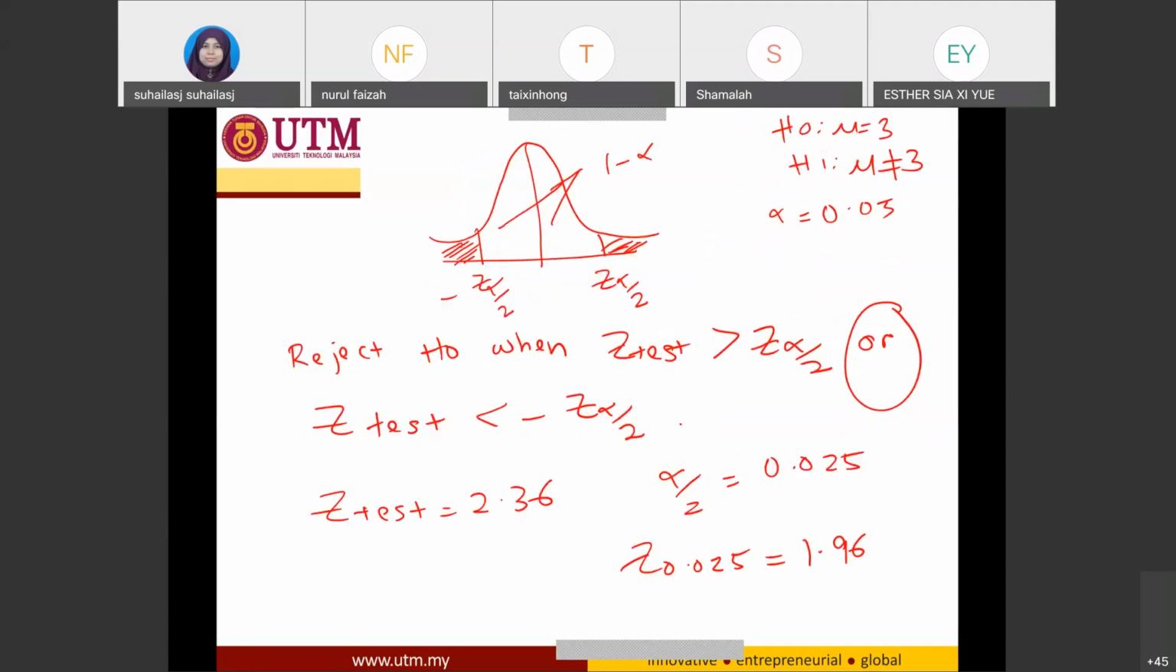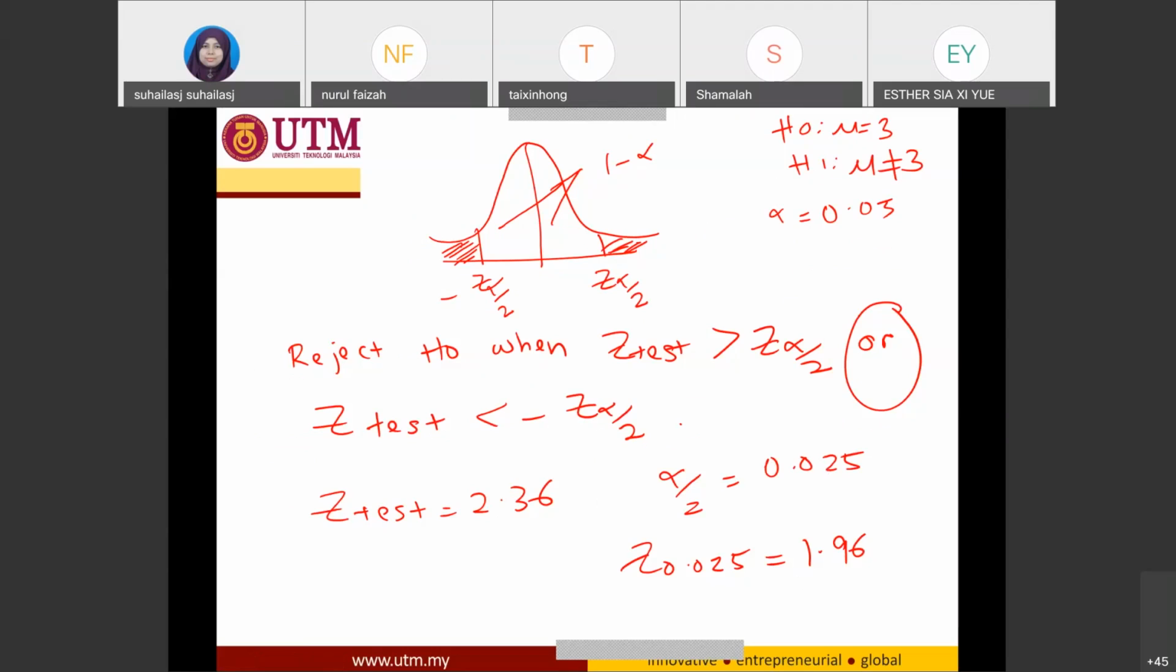The last one is when your alternative is unequal. Then it should be a two-sided region, so we have minus Z alpha over 2 and also Z alpha over 2. Reject H naught when Z test is greater than Z alpha over 2 or Z test is less than minus Z alpha over 2. Alpha is 0.05, so you divide alpha by 2, giving 0.025. Find from your stats table, we have 1.96. So the critical value is 1.96. What is your test statistic? If it is greater, again you reject your null hypothesis.